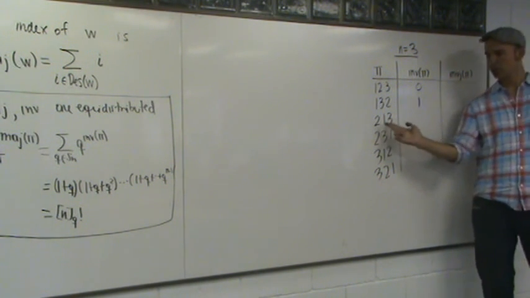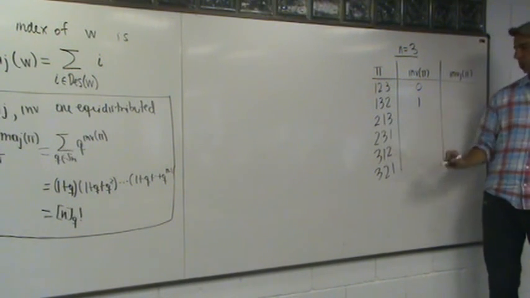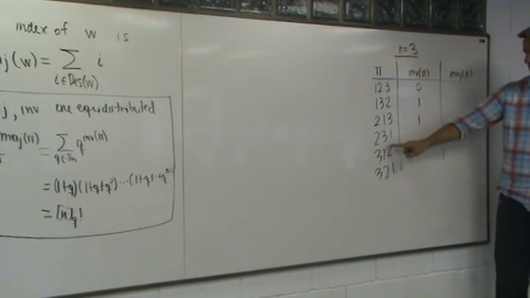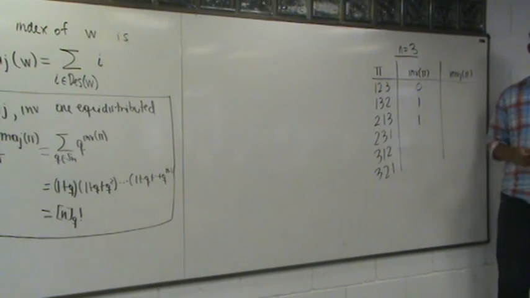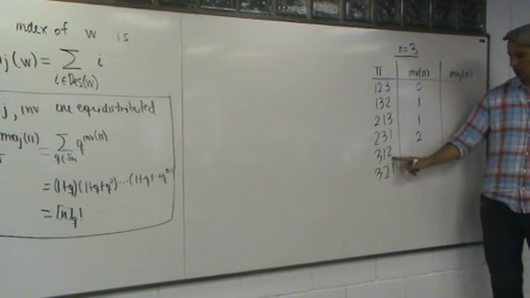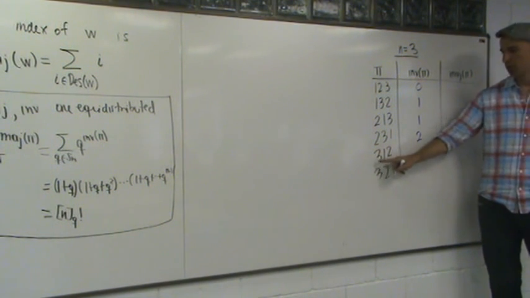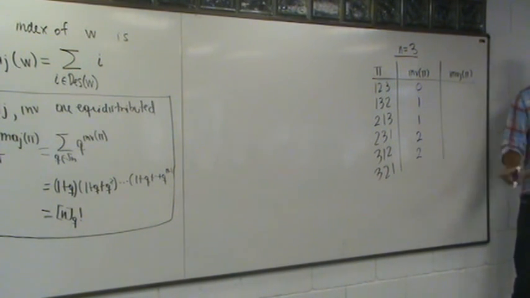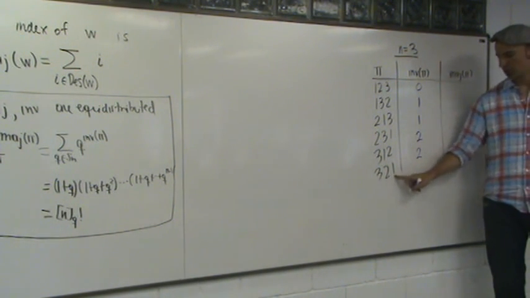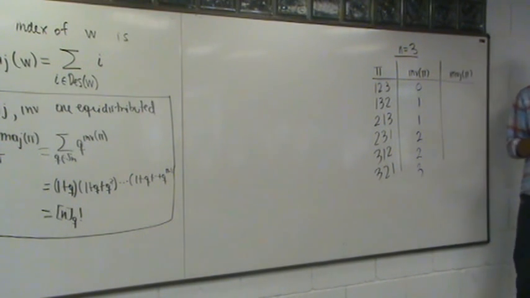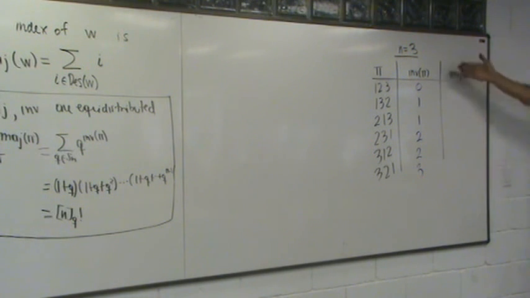Pairs out of order here, just the 2 and the 1. What about here? The 2 and the 1, and the 3 and the 1. But the 2 and the 3 are in the correct order. Here, the 3 and the 1, and the 3 and the 2. And here, every pair is out of order. 2 and 1 is out of order, 3 and 1, 3 and 2. Okay? So these are the inversions.